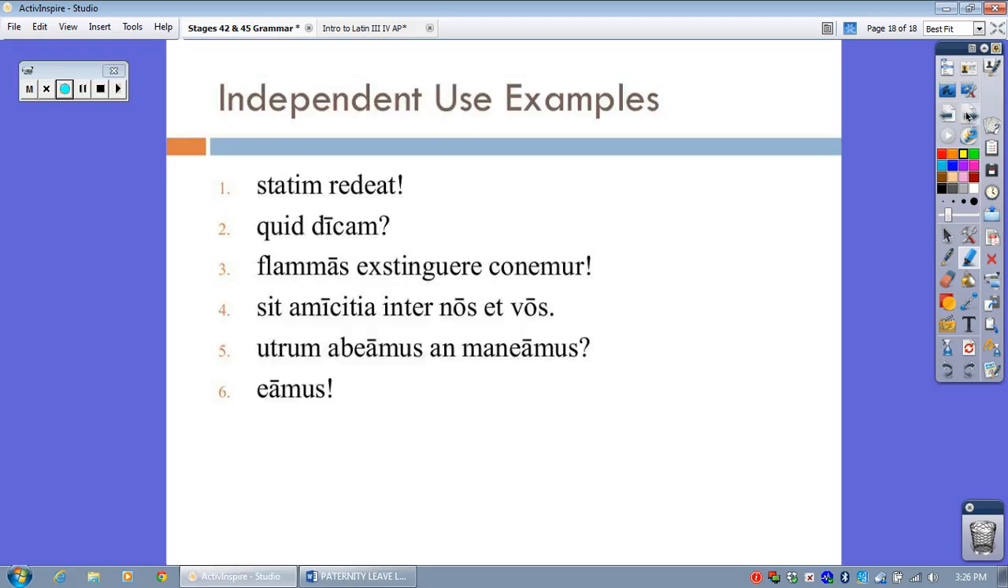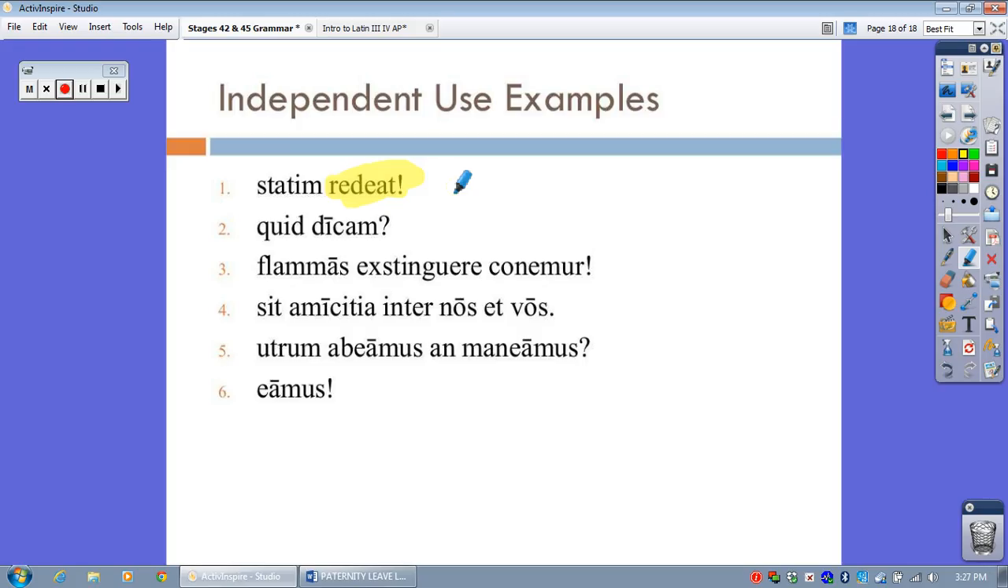Why not? Okay, so here are some examples of the independent subjunctive at work. And I feel like these are fairly straightforward. Statim redeat. Well, if we see here, redeo, here we have a present subjunctive, meaning to go back or to return. And it ends in a T, so the subject will be he, she, or it. Let's say it's he here. And this is the entire sentence.